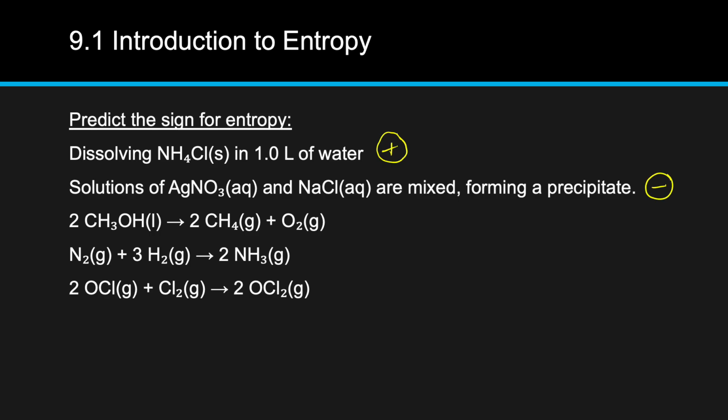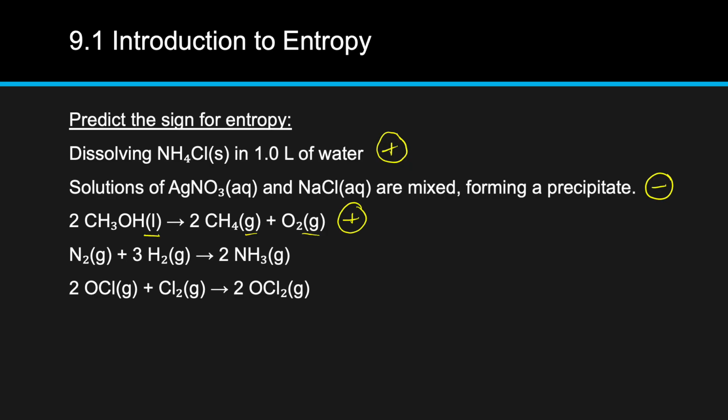Then we have two CH3OH liquids forming gases. So we have a liquid forming two gases, and we know the gaseous state is much more chaotic or disordered than our liquid state. And because we are increasing disorder, that means we are also increasing entropy, so that's going to be a positive value.